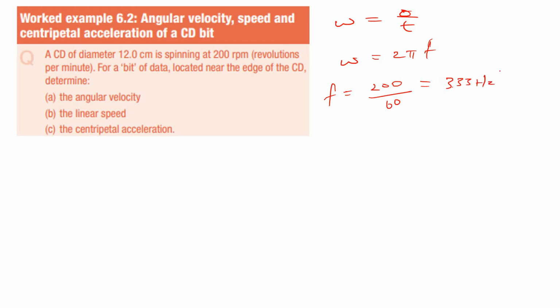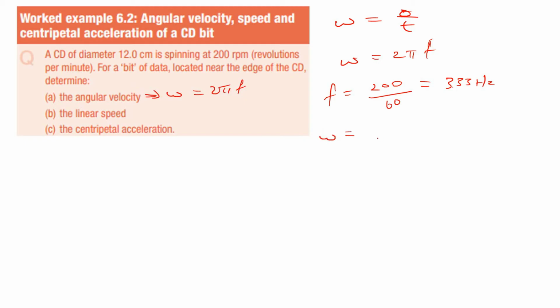When we do that, we get 3.33 hertz. So we could use the two different units. We could say 3.33 per second, or we could say 3.33 hertz. Now that we found the frequency, we can then find the angular velocity by using angular velocity is equal to 2 pi f.